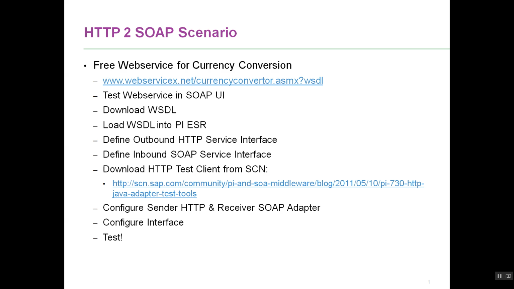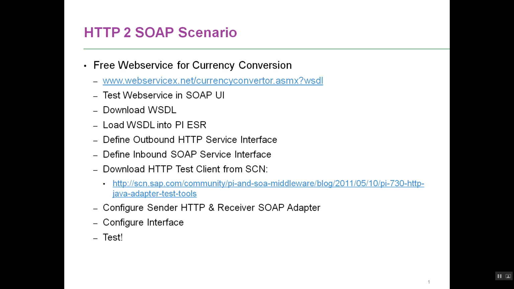Once we've done that, we will be configuring our interface in the integration directory. Once we have configured the interface, we will create a sender HTTP adapter and a receiver SOAP adapter, and then we'll create a sender agreement, a receiver determination, an interface determination, and a receiver agreement.